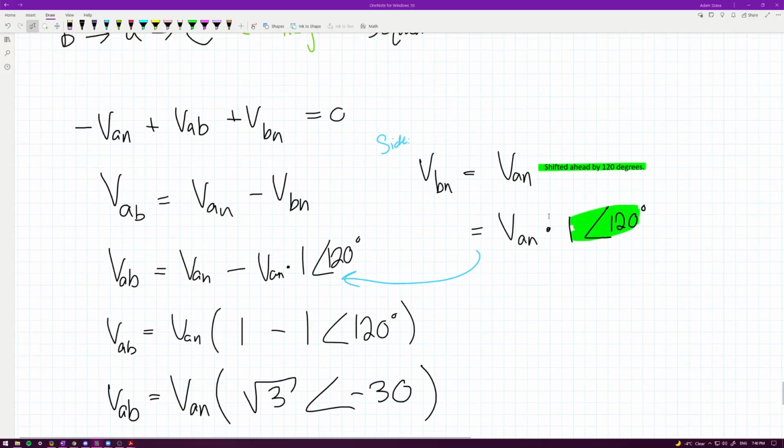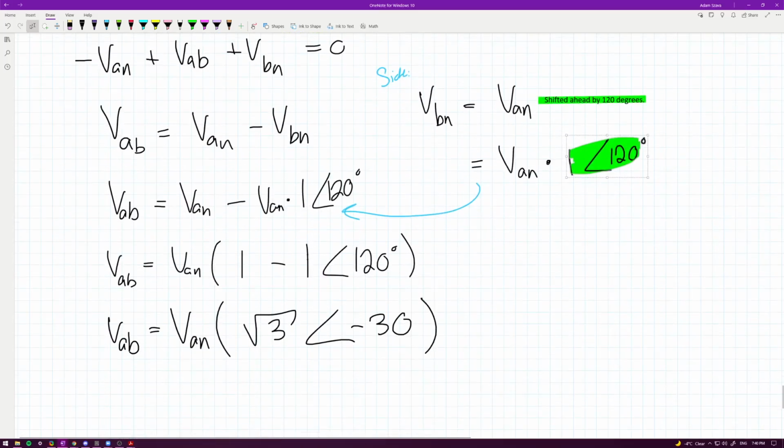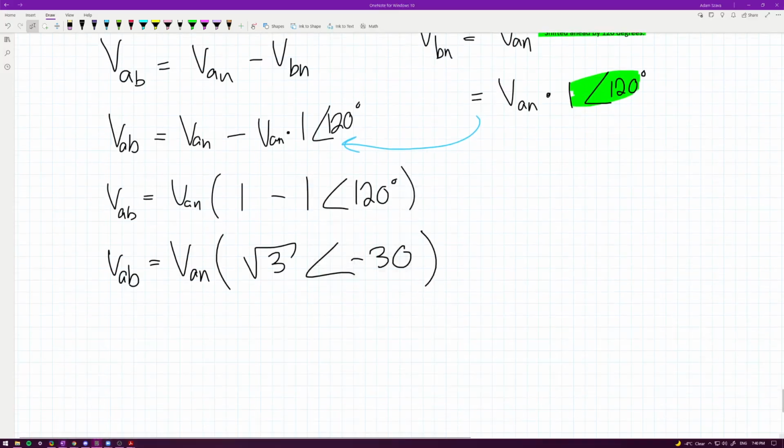1 minus 1 at an angle. So is one of my angles off here? I'm shifting ahead by 120, so I want to go there. And then 1 at an angle of 120, this here. Let me check my notes. Oh, what I saw on the midterm, I think it was like minus VNB is what they did. I'm not sure why, but I remember seeing that as well.